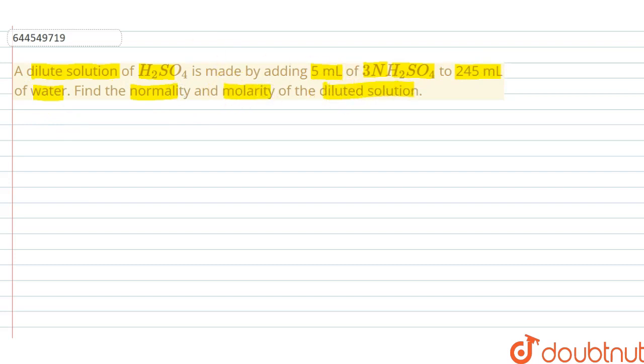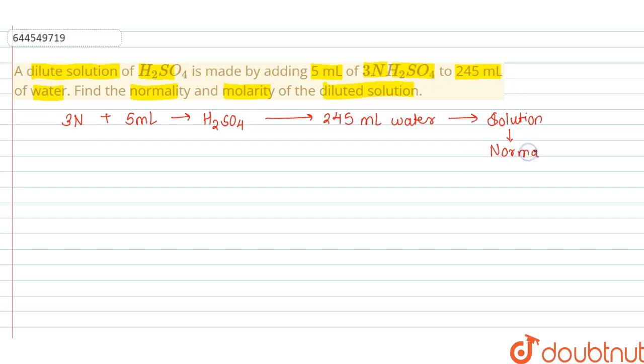So in the question we are given that we have 3 normal and 5 ml H2SO4. Now this solution is added in 245 ml of water. So now we will get a resulting solution. So for this solution we have to find out the normality and the molarity.